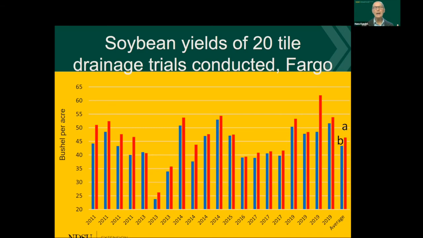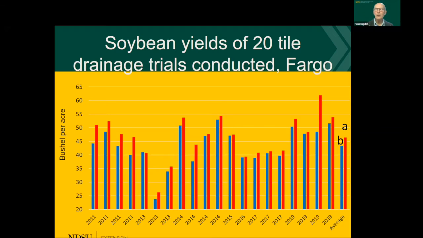I don't have enough time today to talk about all the trials, but I just wanted to give you an overview of some of the results. So in this graph, on the bottom, we see years from 2011 to 2019, and there are 2 bars for each year. The blue bar is indicating the no tile, and the red bar is indicating tile. And on the Y axis, it is expressed in bushels per acre. So this is each year, and these numbers are not just one number, they are replicated. So we have replications, and then within the replications, this is a combination of all the treatments.